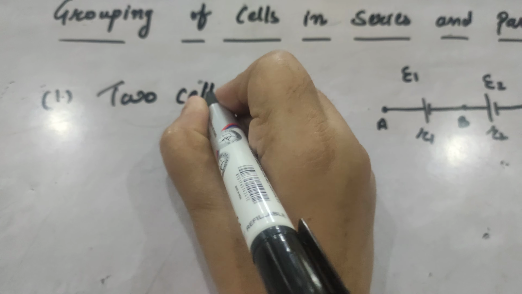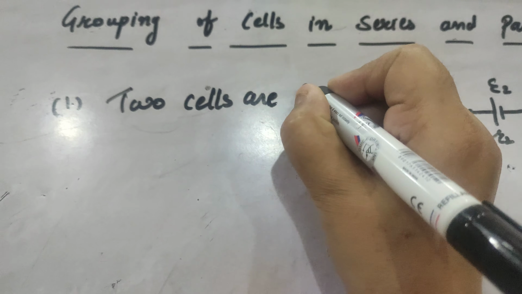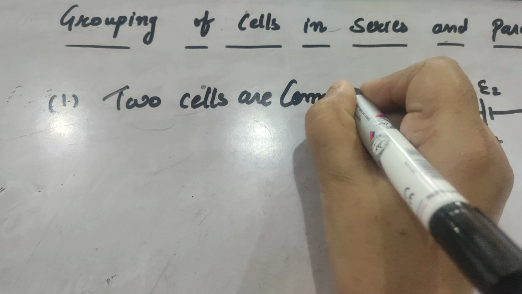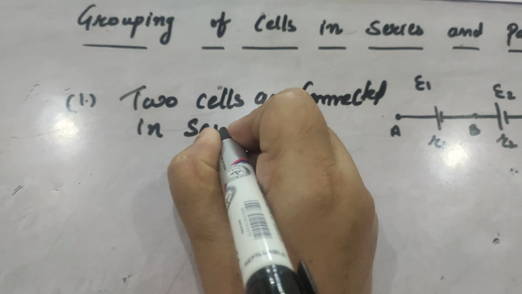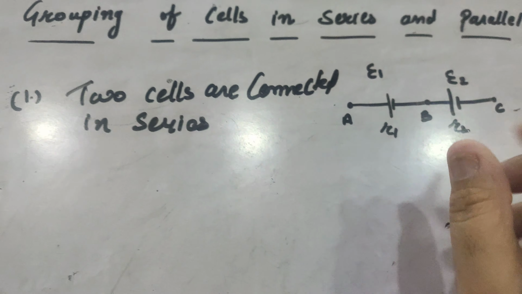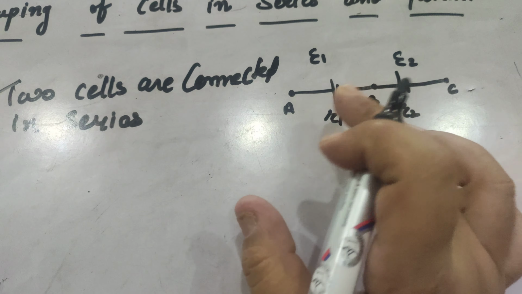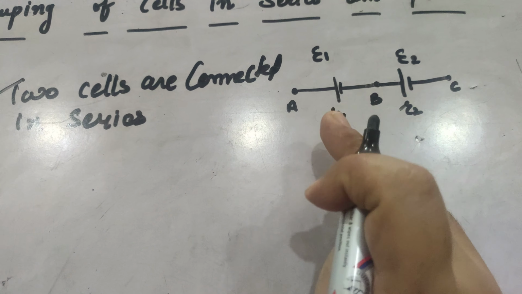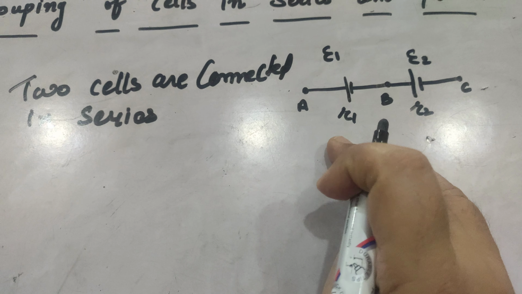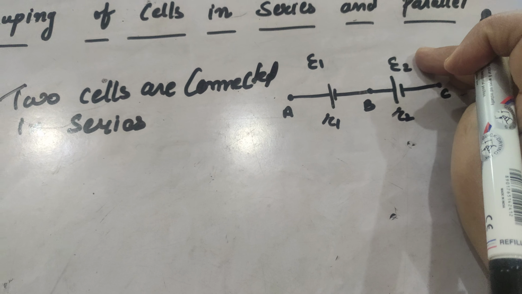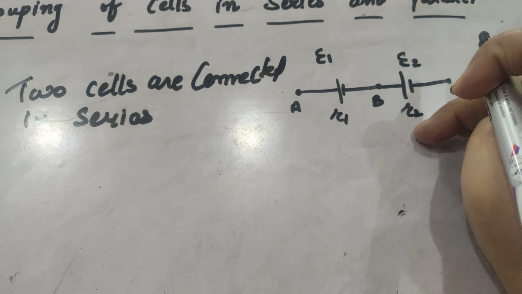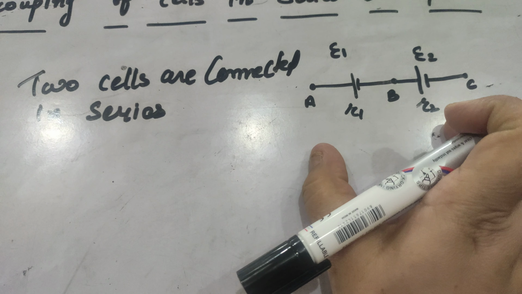Two cells are connected in series as shown here. You can see there two cells of EMF E1 and internal resistance R1 and another cell of EMF E2 and internal resistance R2 are to be connected in series.